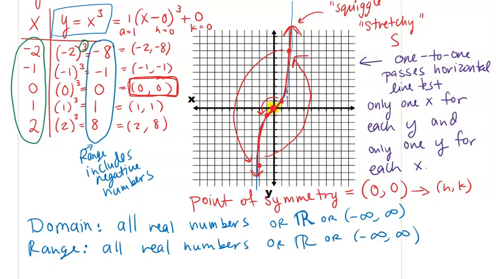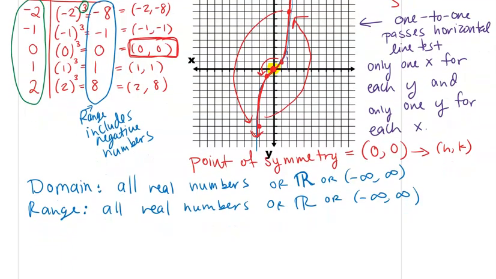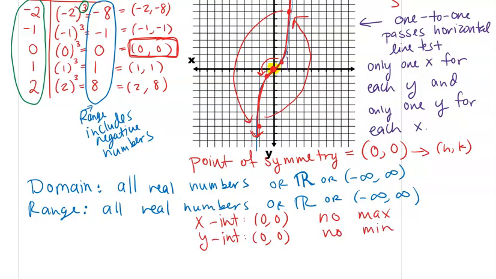Let's see what else. So the x-intercept and the y-intercept, those are both at 0, 0, which has been the case for all of our parent functions. This function has no max and no min because it never changed direction. It always went in one direction the entire time. So the parent function only ever increases, and it increases across the entire x-axis.